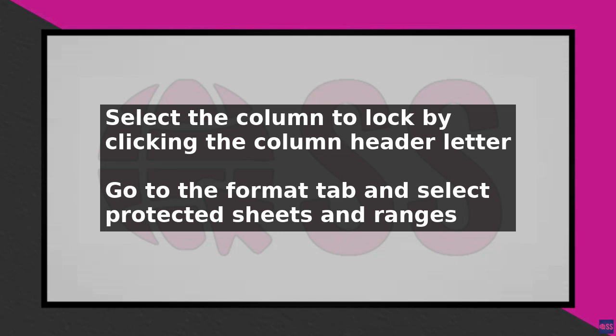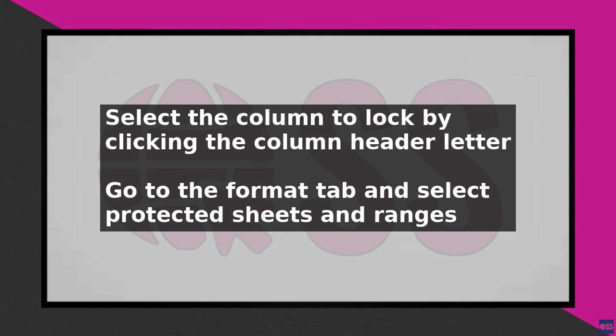Once you have selected the column, go to the Format tab in the menu bar and select Protected Sheets and Ranges from the drop-down menu. In the Protected Sheets and Ranges sidebar, click on Add a Sheet or Range and then select the range that you want to lock.